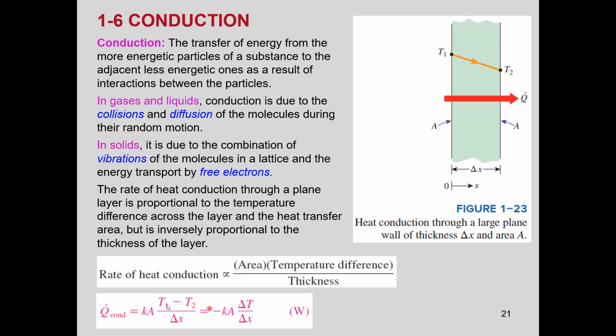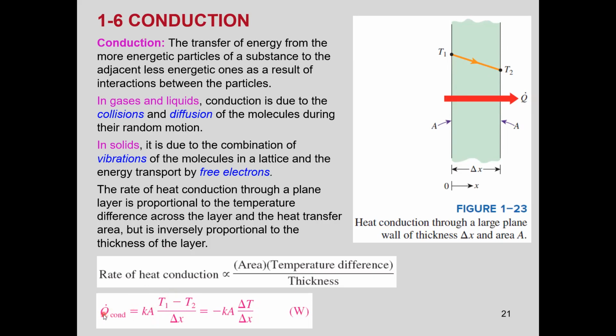T2 minus T1, right? Here, normally heat transfer, we write it like this, right? Because we know that T1 is greater than T2, right? Because direction of heat transfer is like this. T1 must be greater than T2. Therefore, when you apply this equation, what do you get? You get plus, right? So heat transfer is positive.